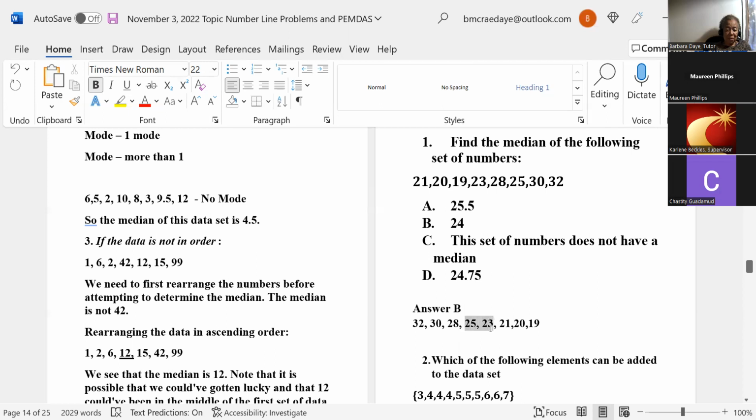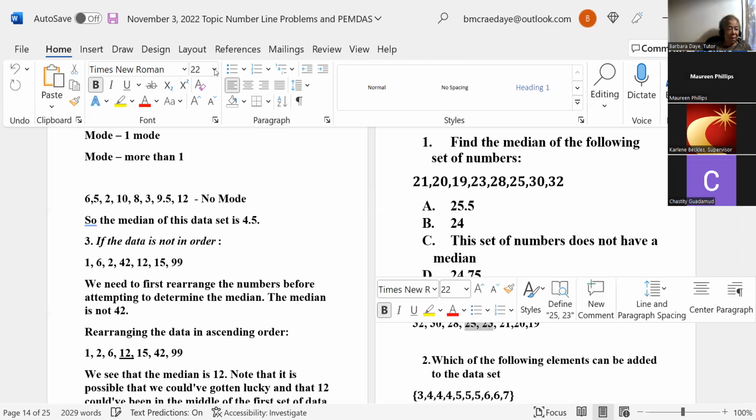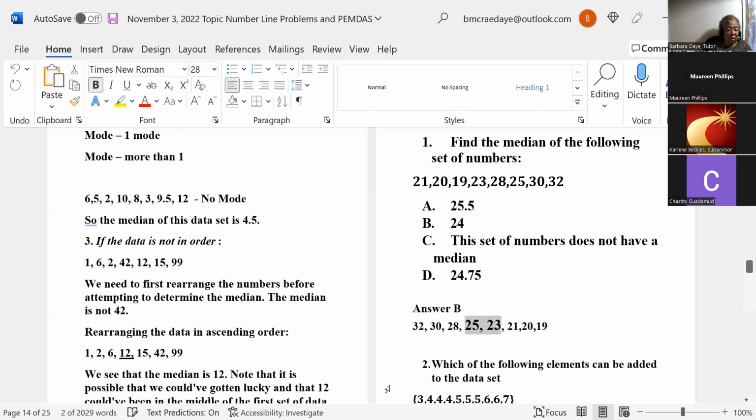Let's just put them here. Add those 2 together: 25 plus 23, divided by 2. Well, let's just put this in parentheses. 25 plus 23 gives you 48, divided by 2, and you get Maureen's answer, 24. Very good, Maureen.